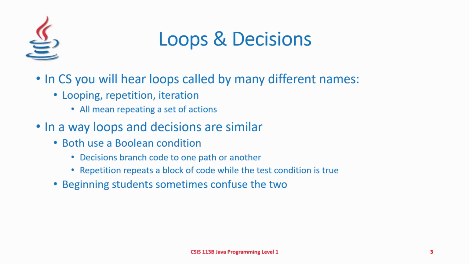In a way, loops and decisions are similar because they both use a Boolean condition, a Boolean expression for evaluating, in the case of the loops, when to terminate the loop. In the case of decisions, which direction we want to go based on the results of our condition being evaluated, true or false. So just remember that decisions branch code to one path or another.